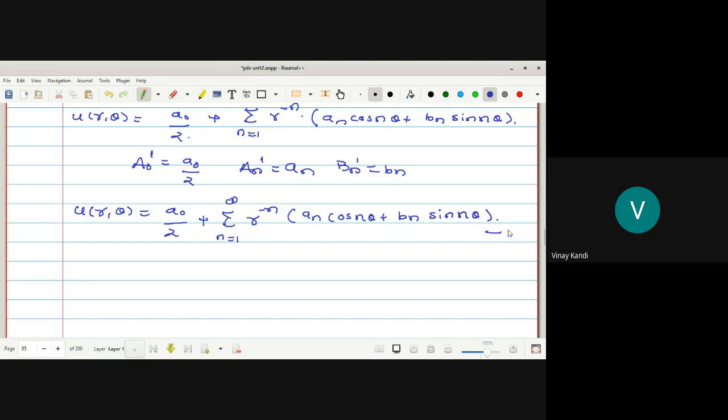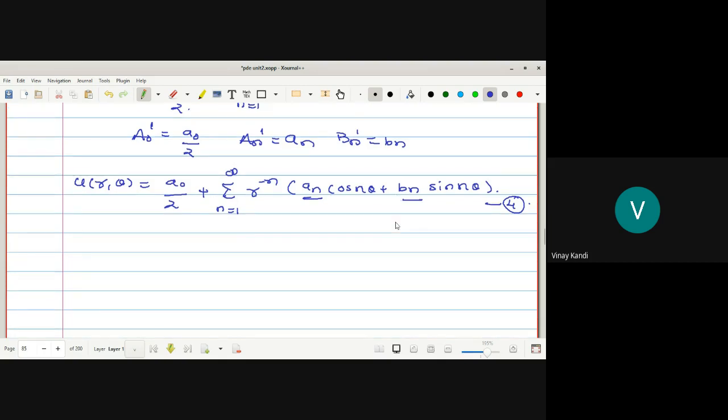Okay, give it as equation number 4. Now we have to find the values of an and bn by using the boundary condition. What is the boundary condition? Using the boundary condition, u of a theta is equal to f of theta.